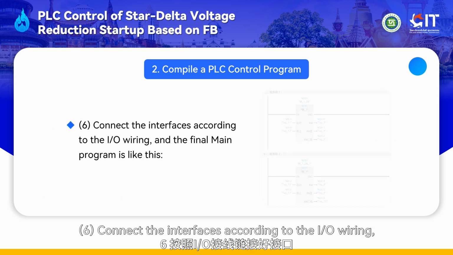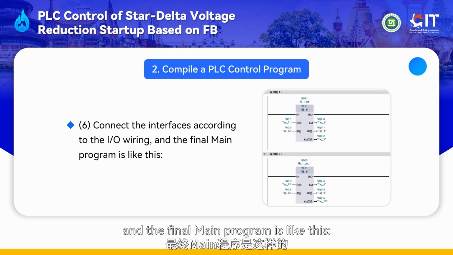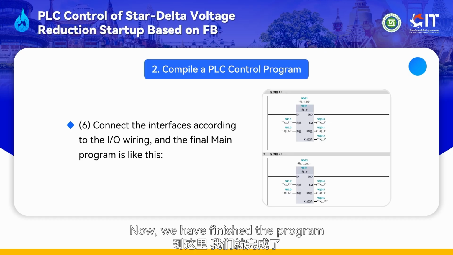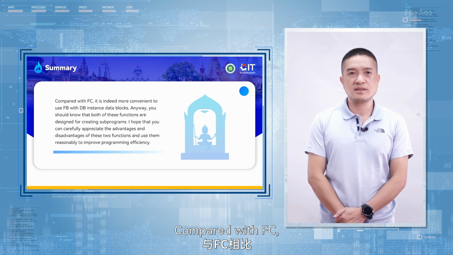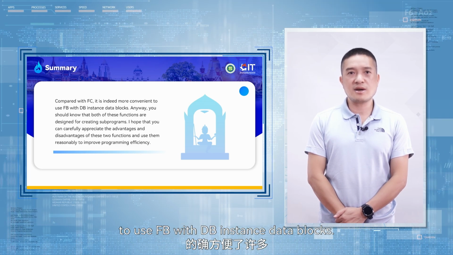6. Connect the interfaces according to the I/O wiring, and the final main program is like this. Now, we have finished the program for the startup of 2 motors with star-delta voltage reduction using FB. Compared with FC, it is indeed more convenient to use FB with DB instance data blocks.